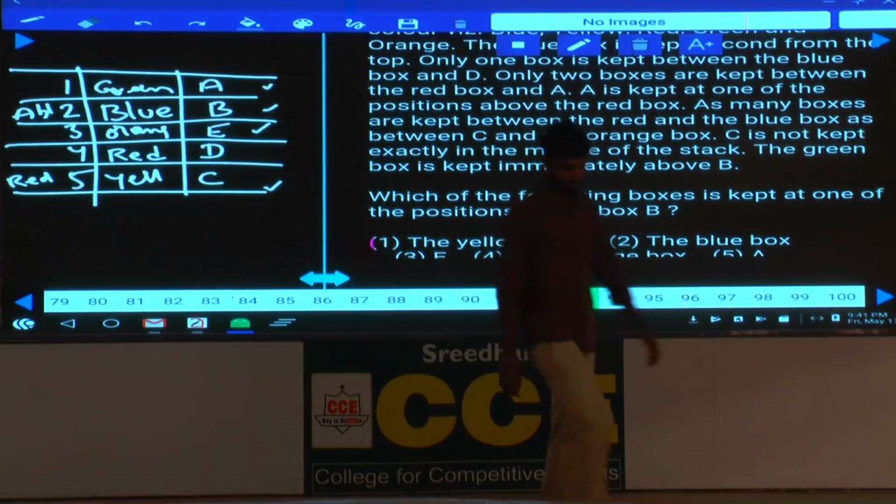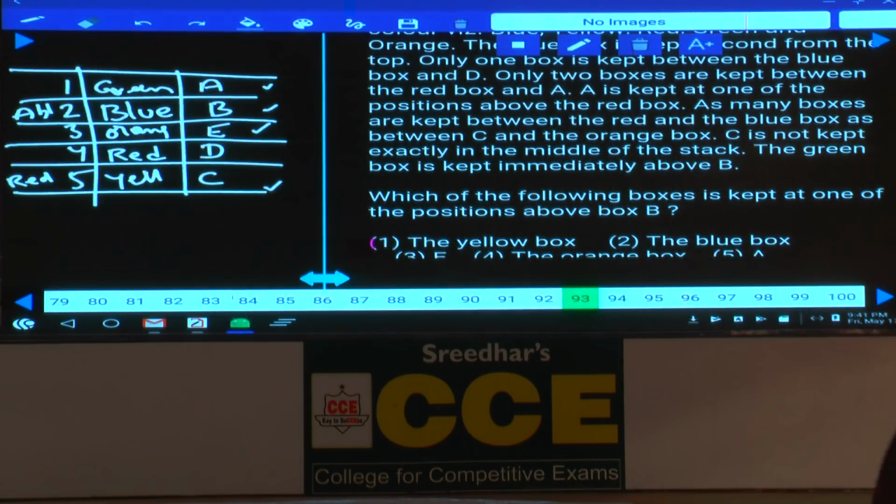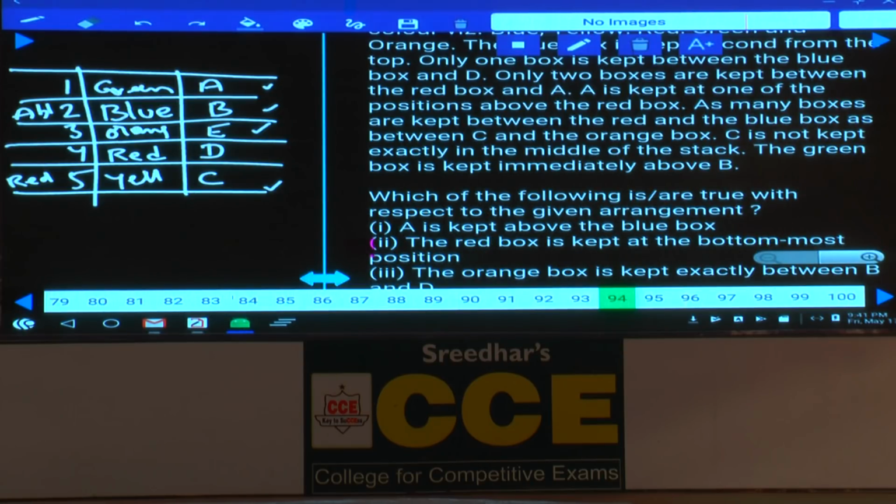Then question: which of the following boxes is kept at one of the positions above B? One of the positions above B. Tell me what is that one? A, the green color box. That is choice 5, isn't it? A, choice 5.